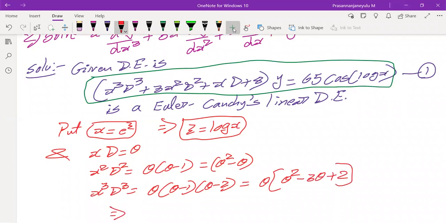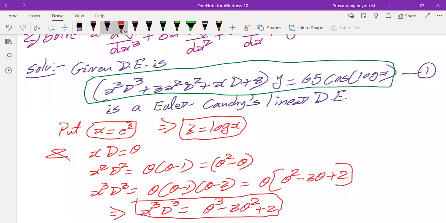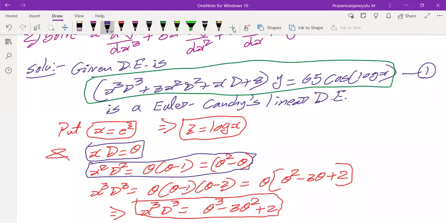Then what is x cube d cube finally? Multiply all the terms with theta, we get theta cube minus 3 theta square plus 2 theta. This is our x cube d cube. What is d and what is theta here? D is d by dx, theta is d by dz. These are the things you must write: D equals d by dx and theta equals d by dz. And we must put them in the box also.